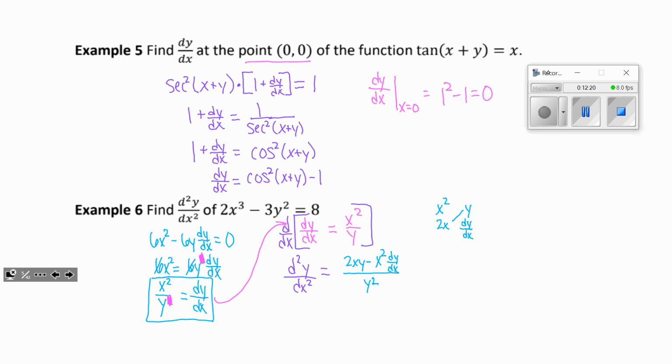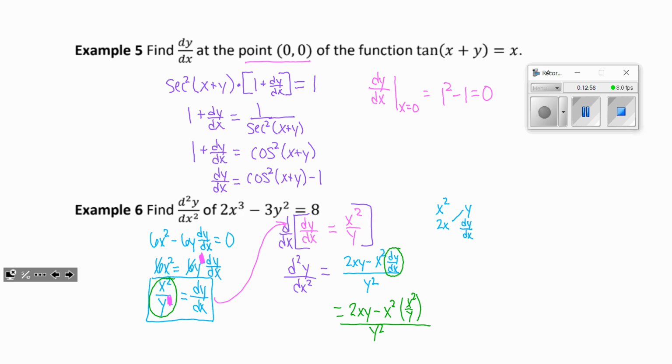Now, this is true, but notice inside this function I have this dy/dx. So I have to come over here to what we said dy/dx was, and I need to plug it in and simplify as much as I can. So let's try that. I'm going to say equals 2xy, I'm going to leave that alone, minus x squared times x squared over y, all over y squared.